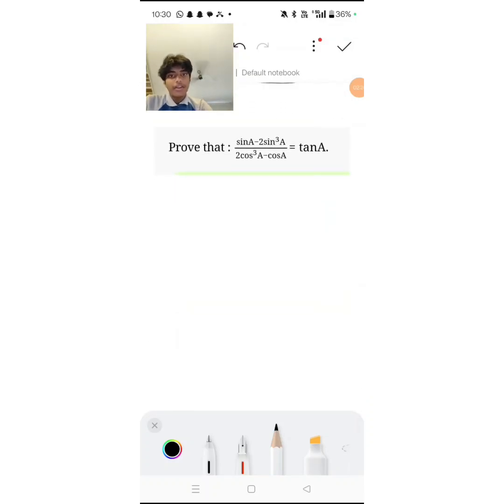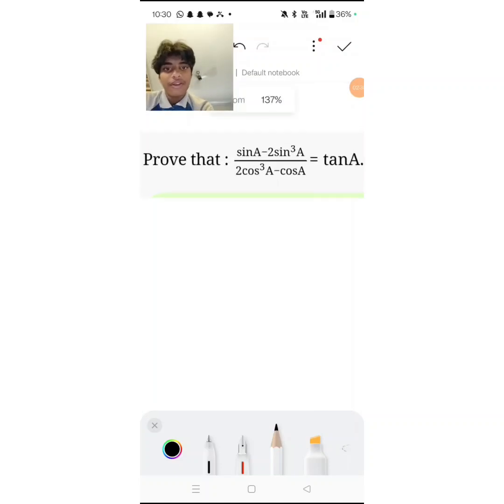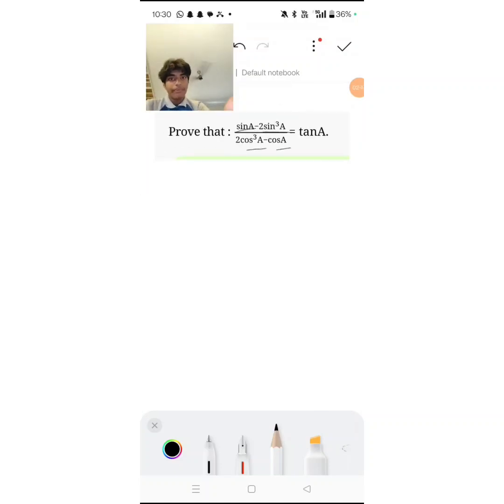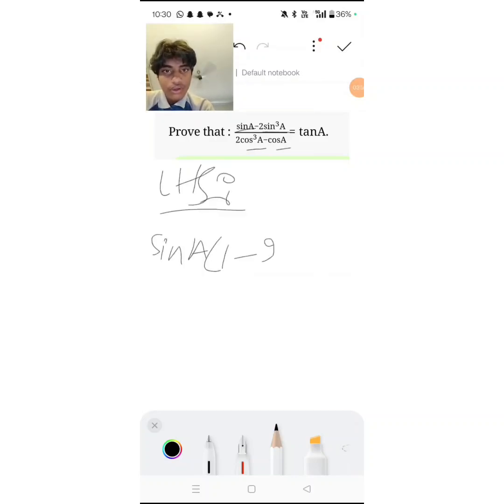Prove that sin A minus 2 sin cube A by 2 cos cube A minus cos A is equal to tan A. So in this case, as I can see, we have a sin A here and a sin A here, and we have a cos A here and a cos A here. So the first thing I would do is factorize sin A out and cos A out. So in our LHS, we have sin A, which is factored out, so sin A, 1 minus 2 sine square A. Because I've just factored sine A out.